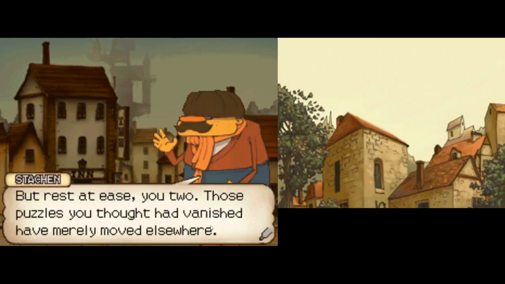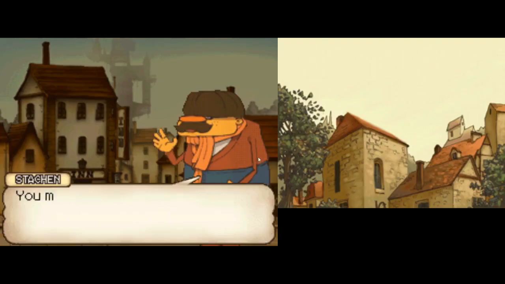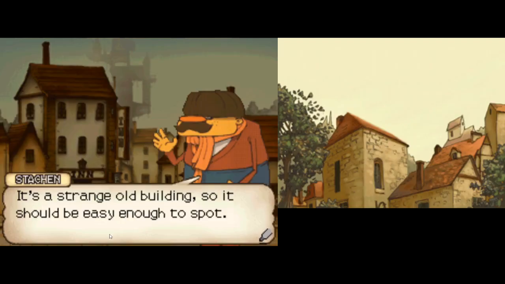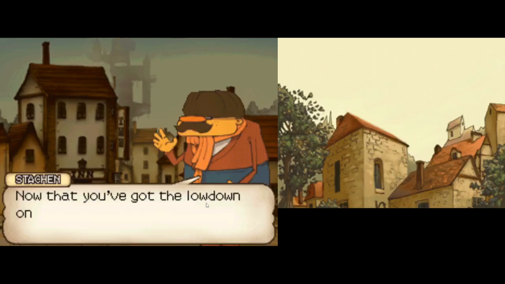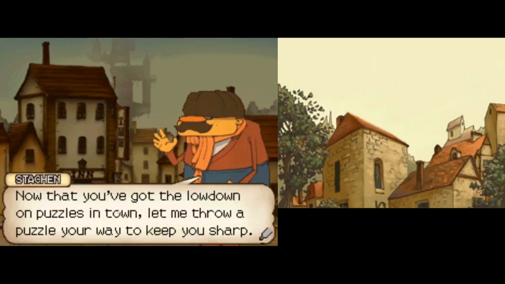But rest at ease, you two. Those puzzles you thought had vanished have merely moved elsewhere. You must seek out Granny Riddleton's shack. It's a strange old building, so it should be easy enough to spot. But don't get sloppy just because you know how to retry puzzles now. There's no honor in laziness. Now that you've gotten the lowdown on puzzles in town, let me throw a sharp puzzle your way to keep you sharp.